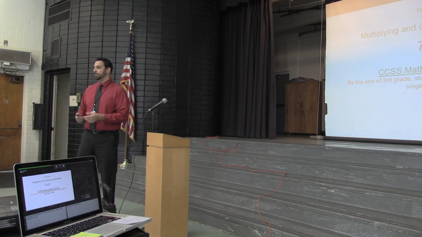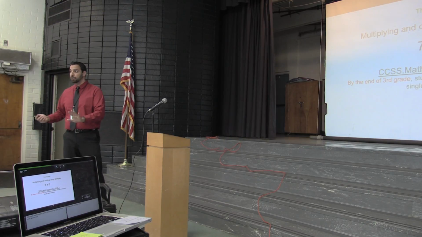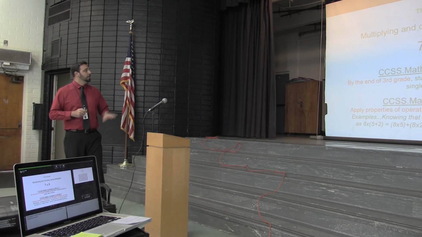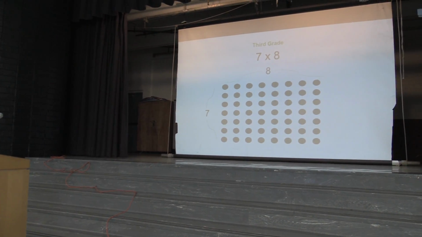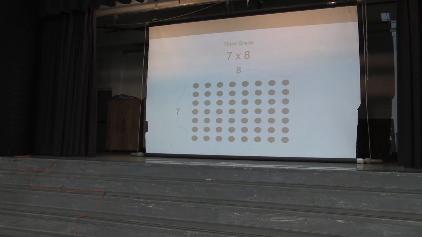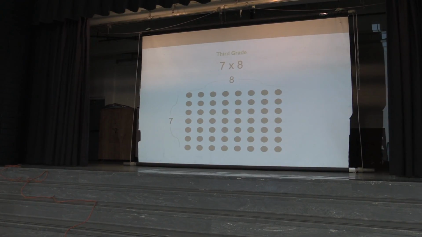So how do we build that for them? Here's one way. It's not the only way. These are arrays. Arrays are one of the best ways to help kids see multiplication. Another way is grouping, seeing 8 groups of 7. But an array is 7 groups of 8, and this leads to area later on. But this is a great way to see it.